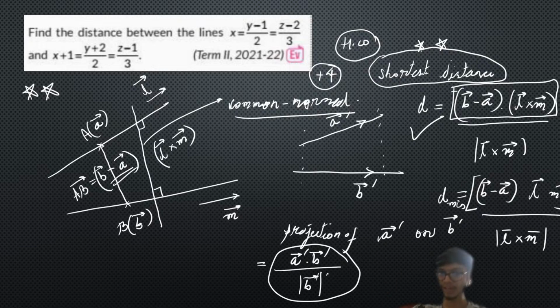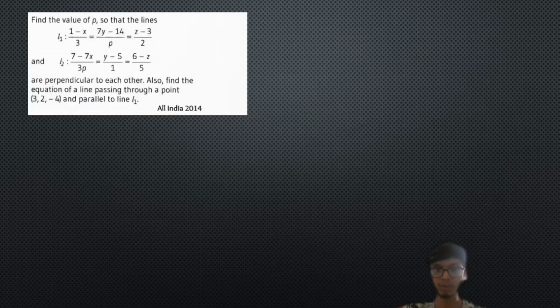So we have the two equations of the given lines, we have the point A, we have the point B, we have the vector L, we have the vector M. So we have the given information, we just need to find this particular scalar product and divide it by the magnitude of L cross M, right? As simple as that. So this is your homework problem.